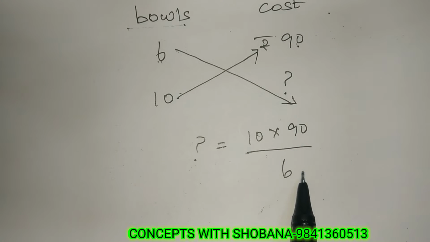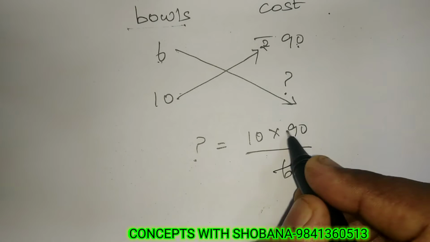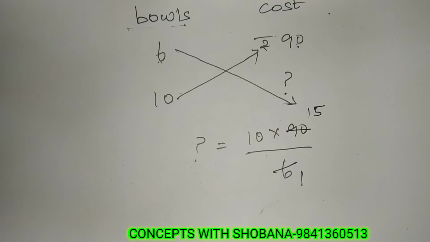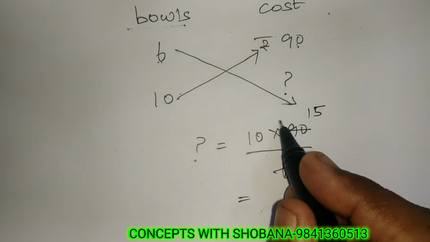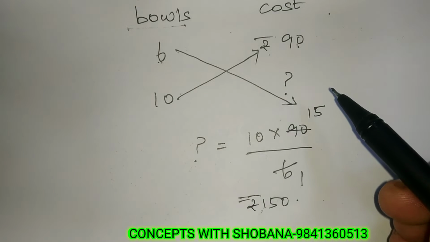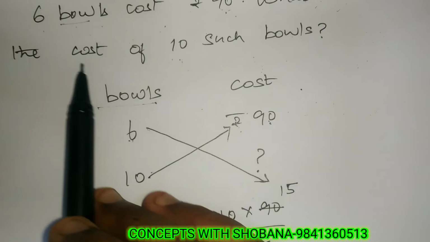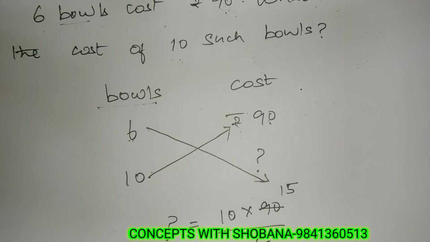Now we need to cancel. How do we do that? In the 6 table, 6 ones are 6 and 6 15s are 90. So what is the value now? 10 into 15 is 150. The unit is rupees. In ratios we don't consider units, but after finding the cost, we are supposed to write the unit.